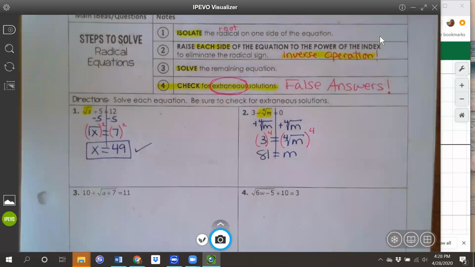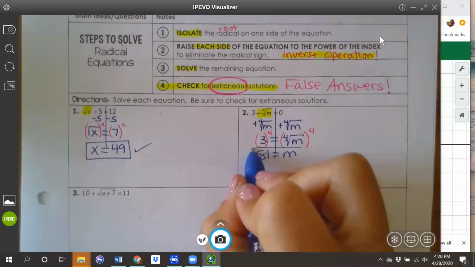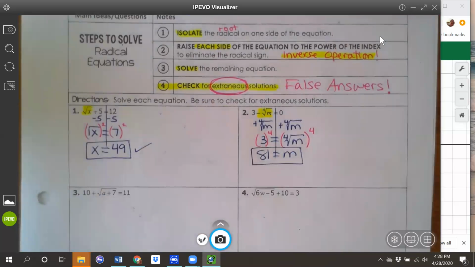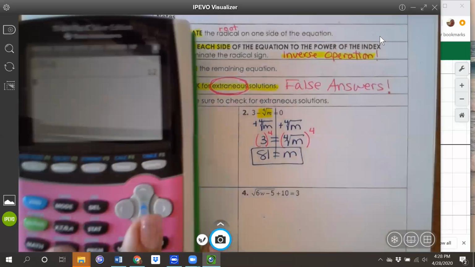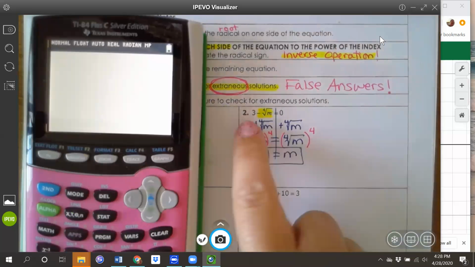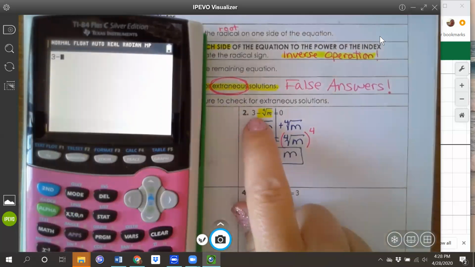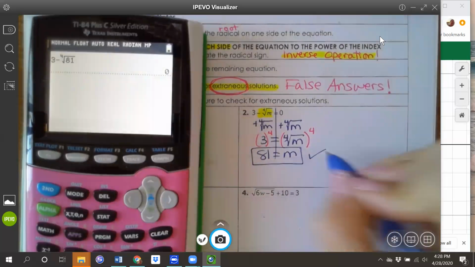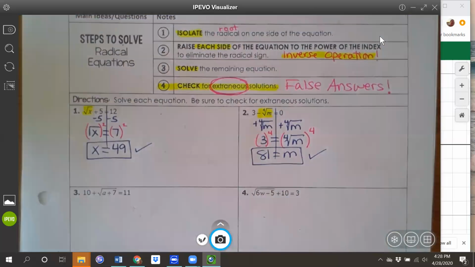Oh, I forgot to mark that. I checked that. So here is my final answer, 81. And now I am going to check it. So I'm going to plug in 3 minus the, you have to use the math, the fourth root of 81 should be 0. Yay. No false answers yet.